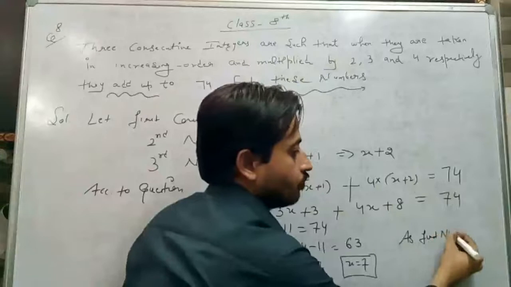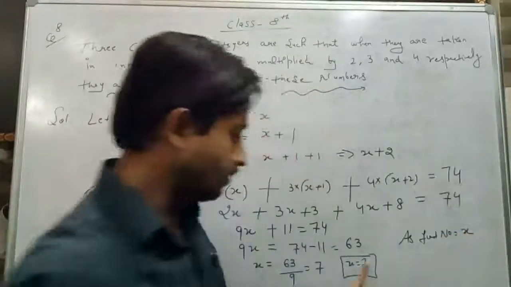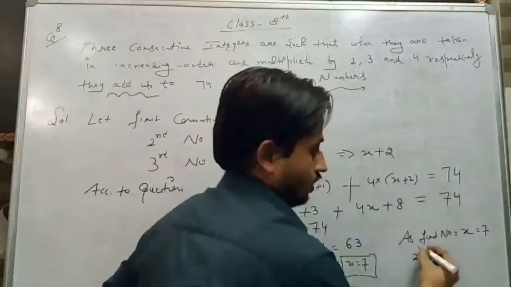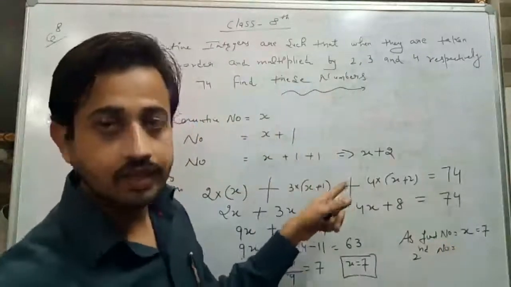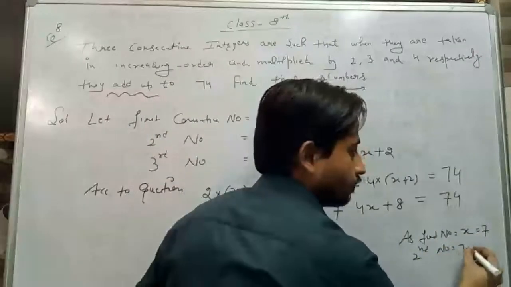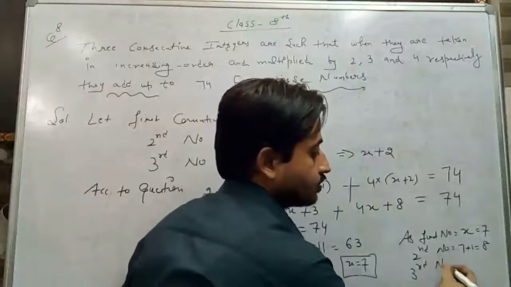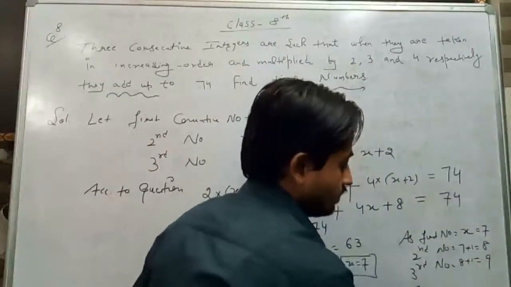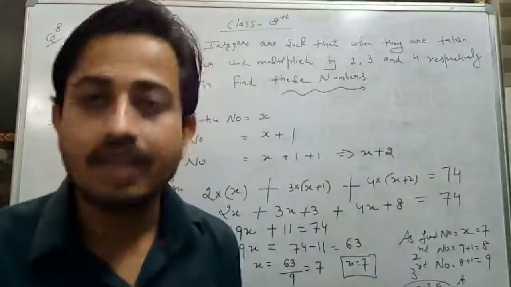First number is what? x. And what is the value of x? 7. Our second number is x plus 1, it means we simply add 1. So 7 plus 1 is equal to 8. Our third number is 8 plus 1 which is equal to 9. So the answer is 7, 8, 9. This is your final answer.